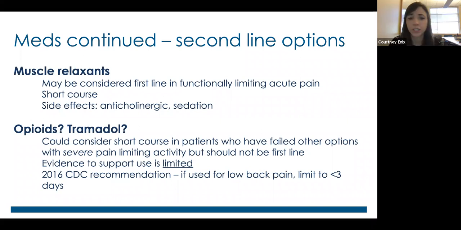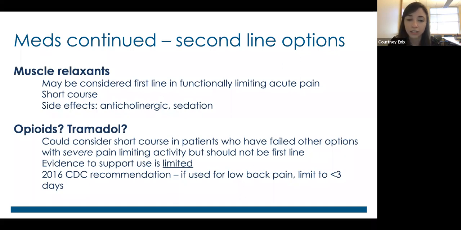And then what about opioids? What about tramadol, a weak opioid? So there is some consideration that a short course could be helpful for a patient who has really failed every other option that you have recommended, and they have severe intense pain that is limiting their activity. But the evidence to support it is really limited, and you should really not be thinking about this as first line for patients who are coming in with acute low back pain.